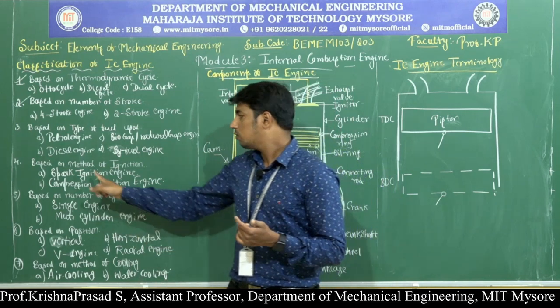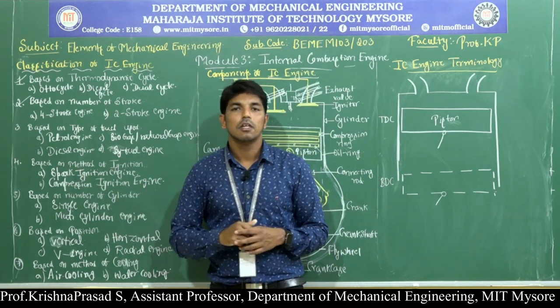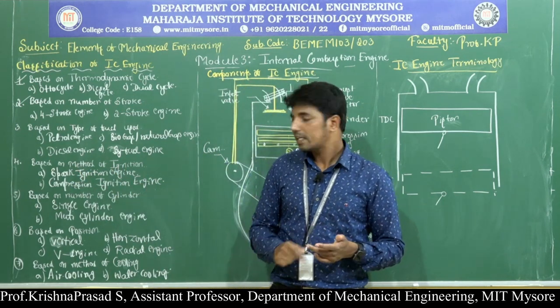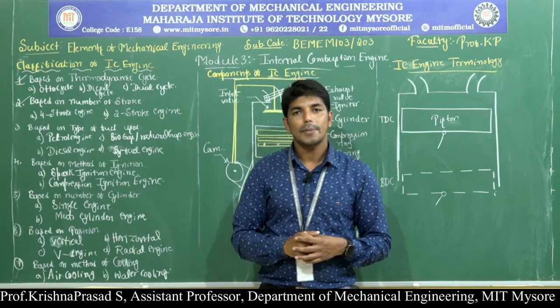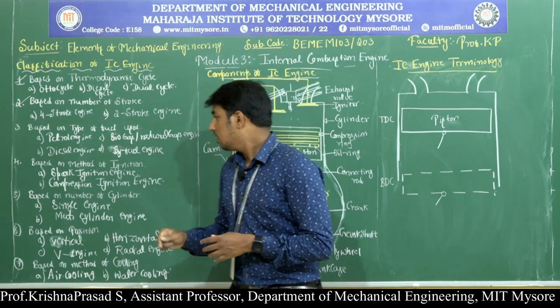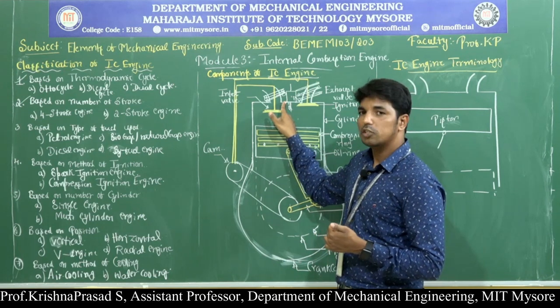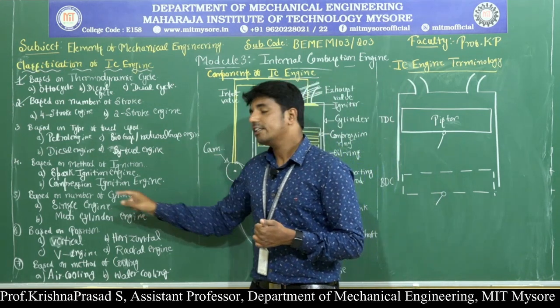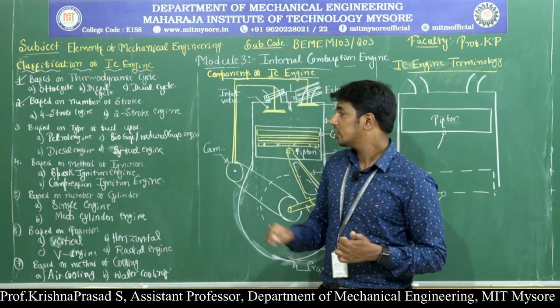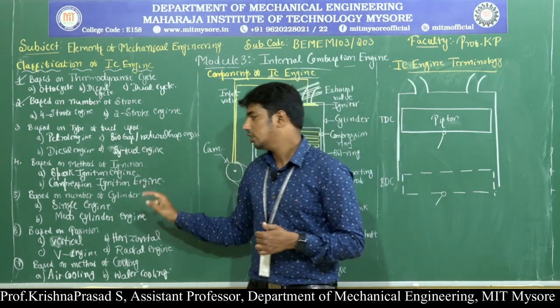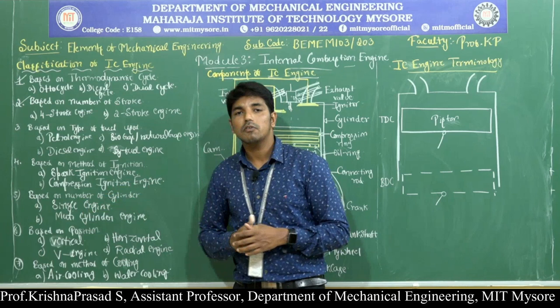Then fourth one, based on the method of ignition. Again 2 types, the one is called spark ignition engine, other one is called compression ignition engine. That means if the igniter used in the engine is a spark plug, then it is called spark ignition engine. If the igniter used is the fuel injector, then it is called compression ignition engine.